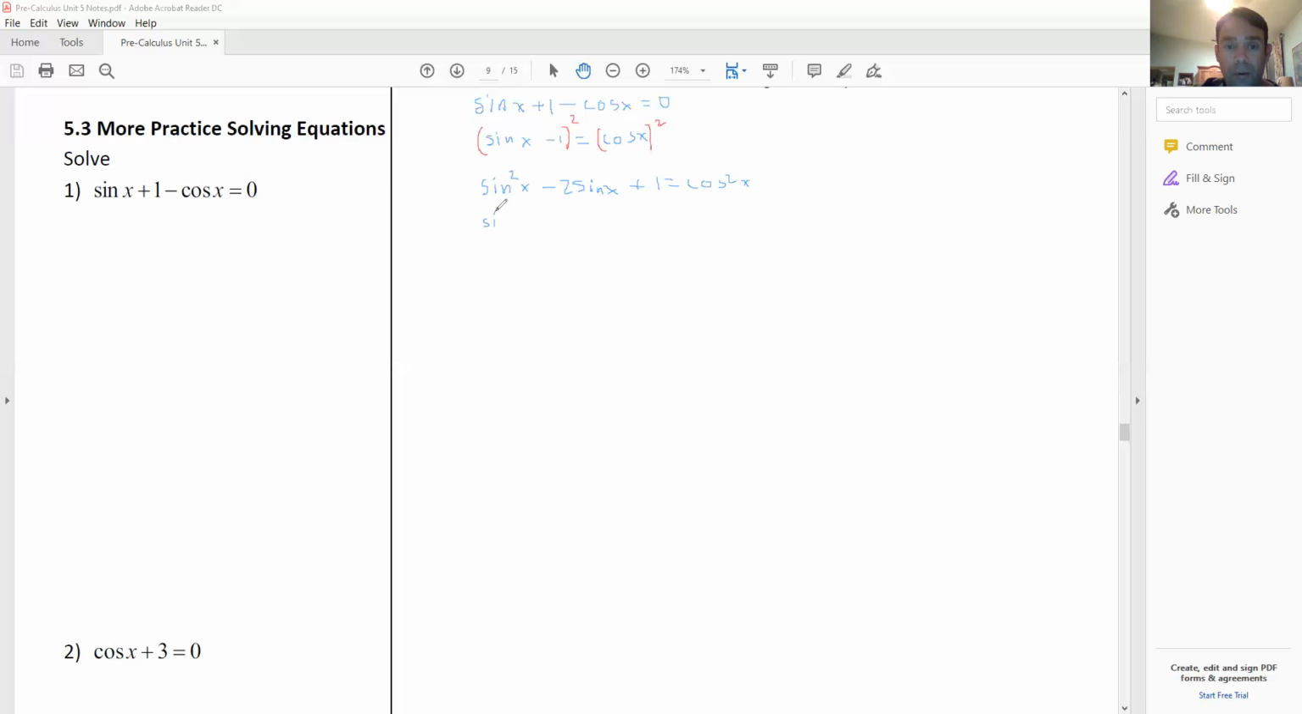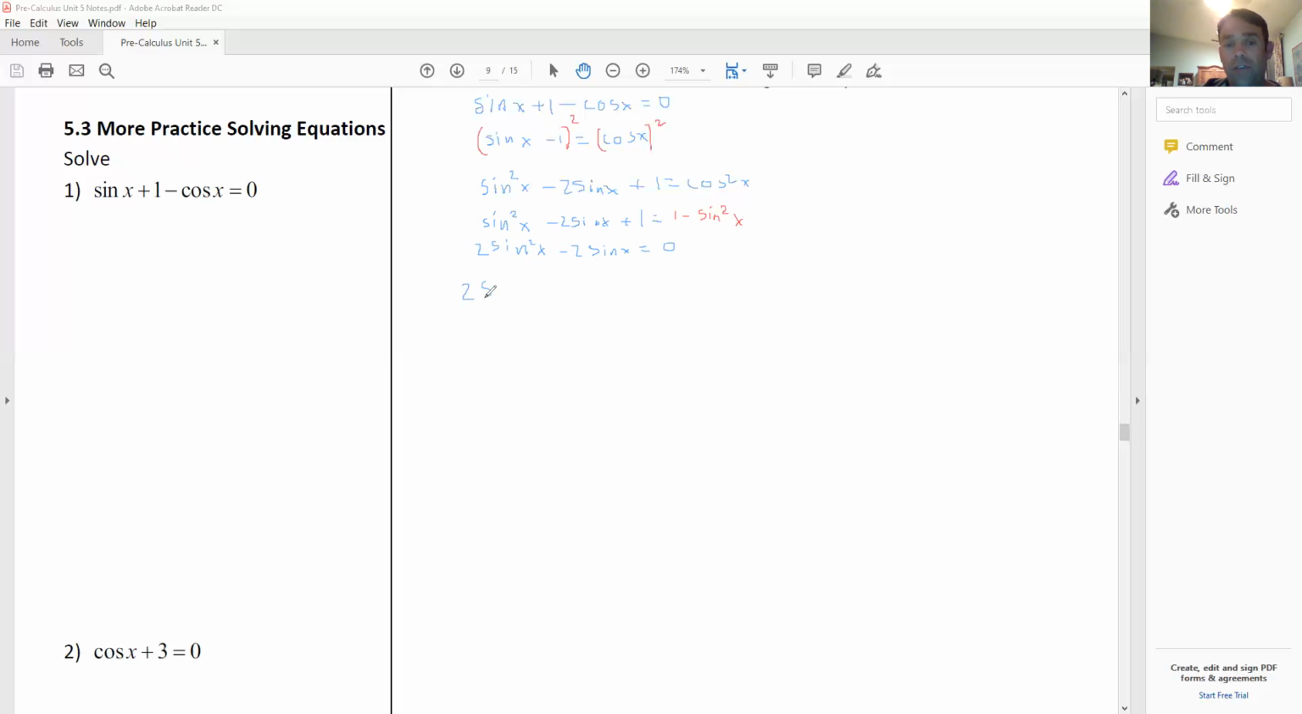All right, well, if it was me, the first thing I would do is take that cosine squared x and turn everything into sine. So sine squared x minus 2 sine x plus 1 equals, instead of cosine squared x, we'll make that 1 minus sine squared x. Now we're going to get everything equal to 0. So I have 2 sine squared x minus 2 sine x. Notice the 1's will cancel out, so that's equal to 0.